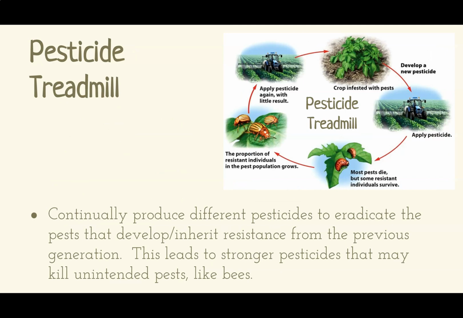So once again, the pesticide treadmill, here's the slide for it. We are continually looking to produce different pesticides to eradicate the pests that happen to be in our area. Stronger pesticides will possibly kill unintended things like bees. Now, yes, we don't like bees because they sting us, obviously. But bees are very, very, very important in the pollination process. And we talked about that earlier in the year with the mutualism.